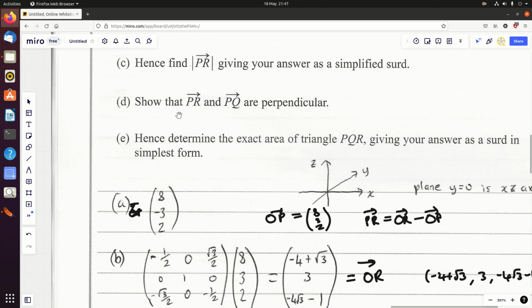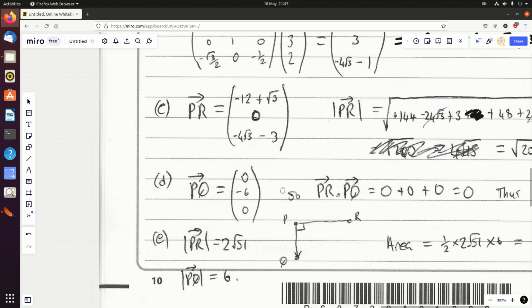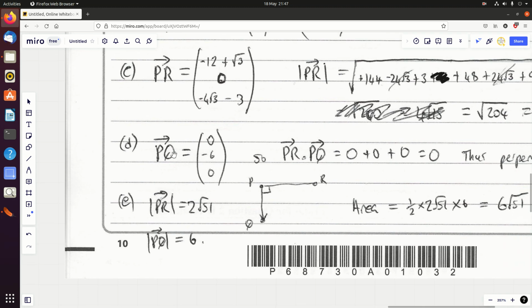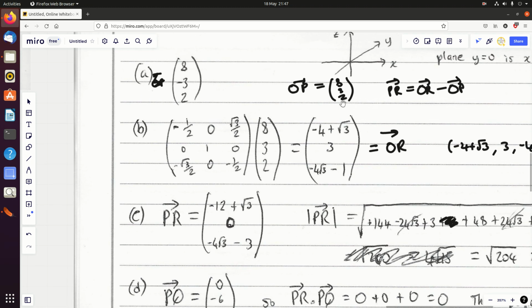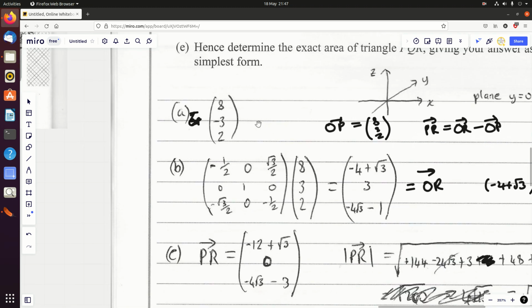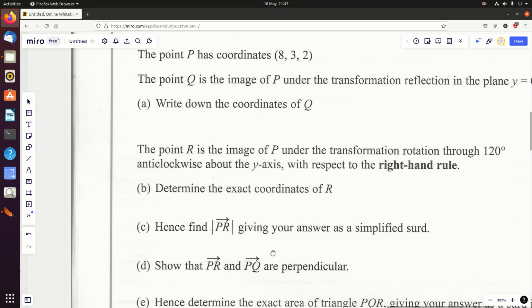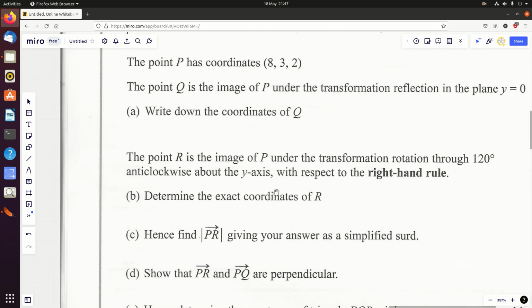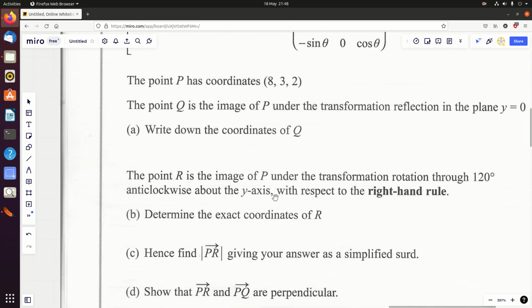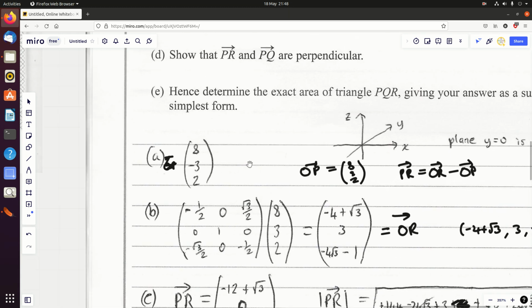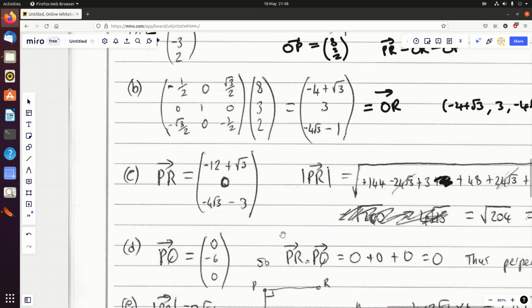Show that PR and PQ are perpendicular. It's a bit of a funny question, this, isn't it? So PQ was just (0, -6, 0), because if you remember, Q is (8, -3, 2) and P is (8, 3, 2). So how do we get from P to Q? Well, if I've got to get from (8, 3, 2) to (8, -3, 2), I think I've just got to drop 6, yeah? And so it's (0, -6, 0). I don't need to touch the x or z components.